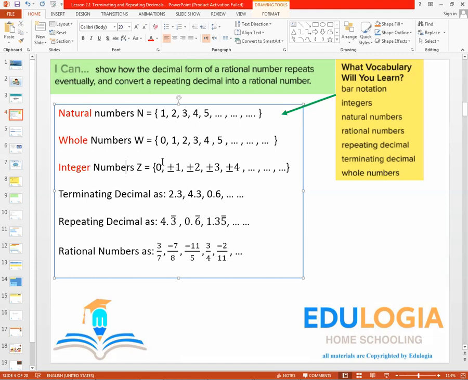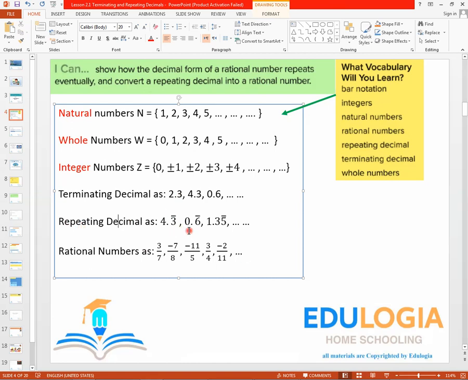It contains 0, positive 1, negative 1, positive 2, negative 2, and so on. Then terminating and repeating decimals. Terminating decimals, such as 2.3, are decimals that do not repeat. In the first one, 2.3 ends with 3. For the repeating decimals, such as 4.3 where the 3 is recurring, that means 3, 3, 3, and so on. It does not end. Repeating means not ending.